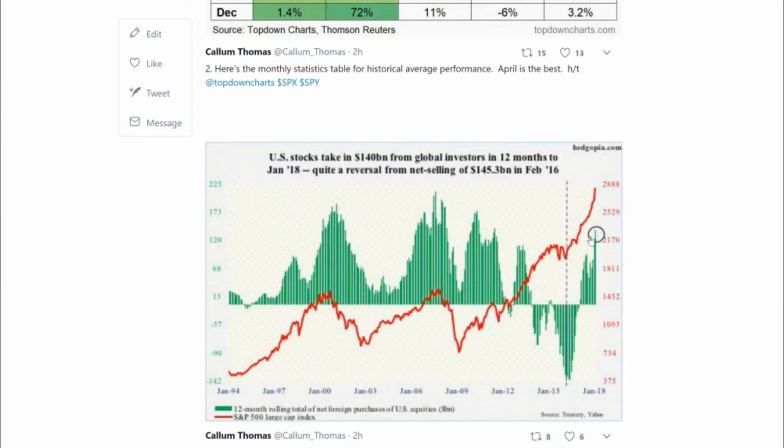Big turnaround there. But as I noted in the write-up, and I'll put the link to the write-up in this video, we're looking at about 190 billion net inflows at the height of the dot-com boom. In today's dollars, that would be almost 300 billion versus 140. So you could argue there that it's not at such an extreme compared to where history is if you normalized it.